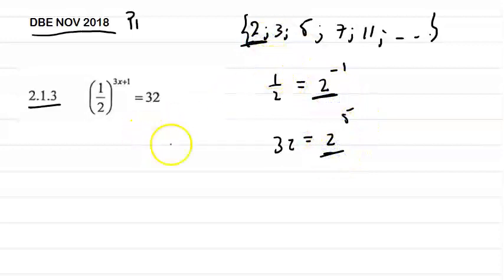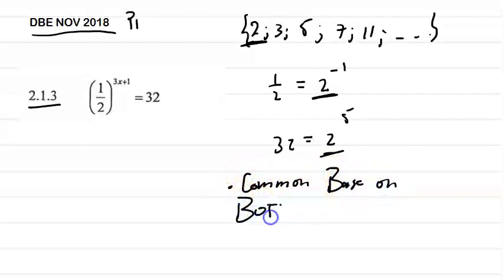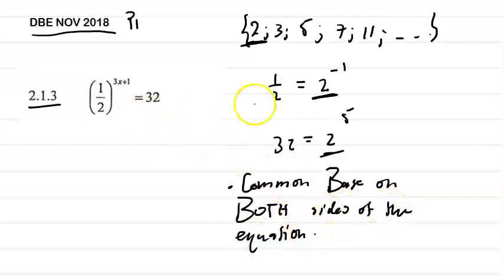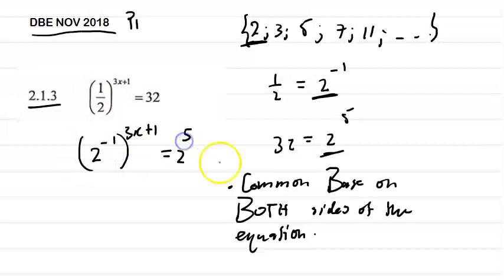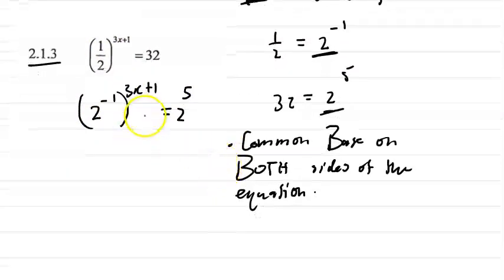The thing about exponential equations is that your goal and your aim is to get a common base on both sides of the equation. Now, as you can see, we can achieve that by doing that. We can write (2 to the minus 1) to the 3x plus 1 equals 2 to the power 5. So we've done that first part there.